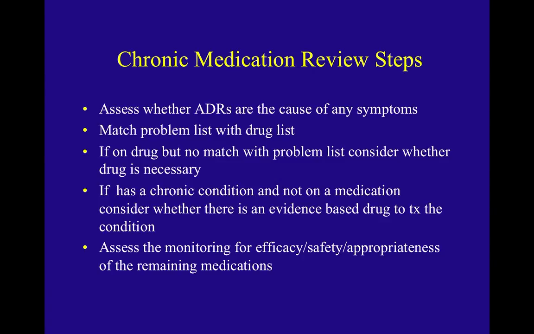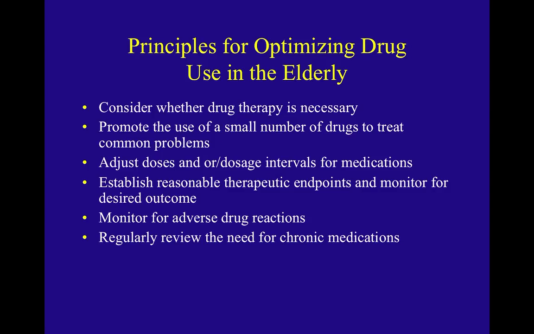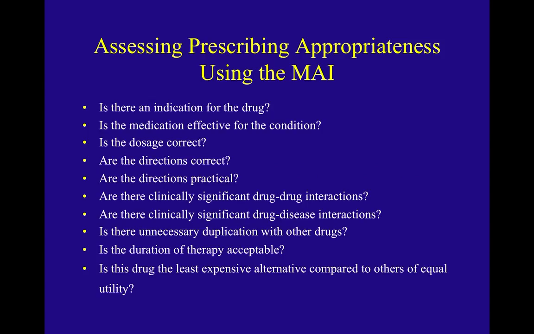So you want to use all your clinical pharmacy knowledge and skills in reviewing each patient's chart. And finally, you want to use the principles of optimizing drug use in the elderly. Consider whether a drug therapy is necessary, promote the use of a small number of drugs to treat common problems, adjust doses or dosage intervals for medications, establish therapeutic endpoints, and regularly review the need for those chronic medications.